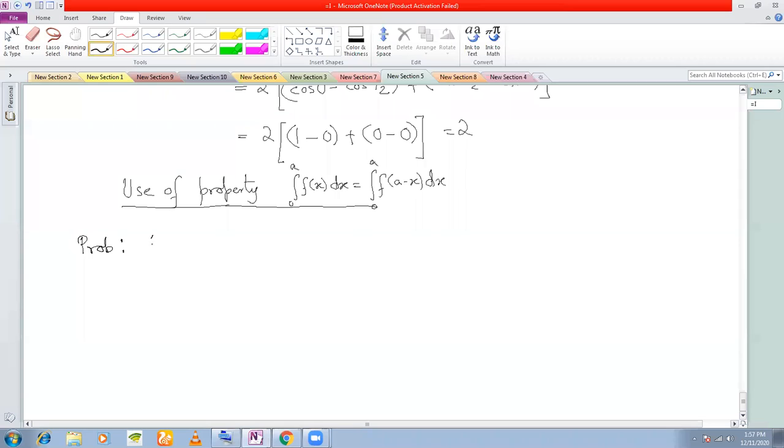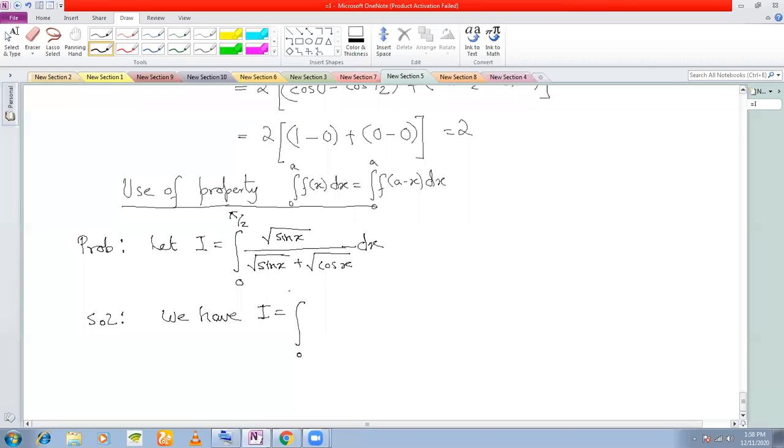The question is: evaluate this integral. Learn this technique because we are going to use it over and over again. The integral 0 to pi by 2 of root sin x divided by root sin x plus root cos x dx. Okay, very famous problem. Now look at this very carefully. So we have I is equal to the integral 0 to pi by 2 of root sin x divided by root sin x plus root cos x dx. Now from this property, what can we write?